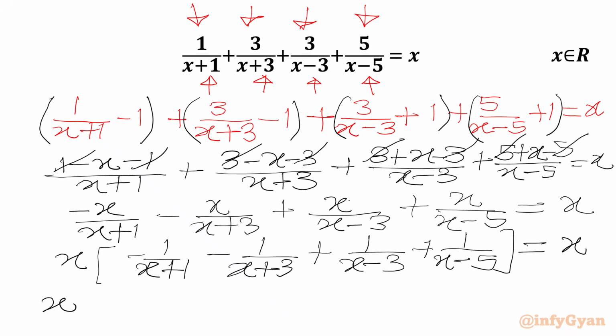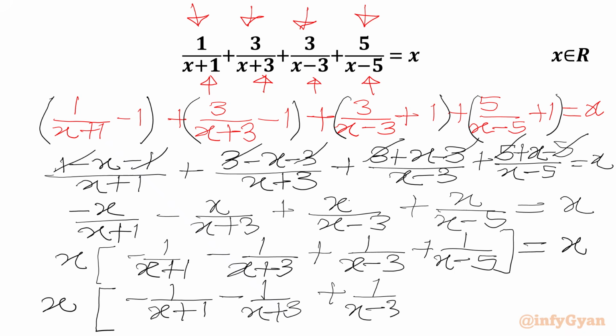So we will write x common out in bracket minus 1 over x plus 1, minus 1 over x plus 3, plus 1 over x minus 3, plus 1 over x minus 5, minus 1 equal to 0. Now we will use the product 0 rule. So we will write two equations, either x equal to 0 or the square bracket equal to 0. So our first real solution would be x equal to 0.